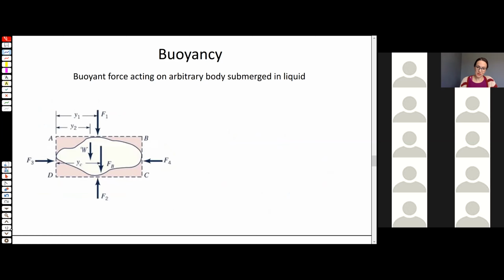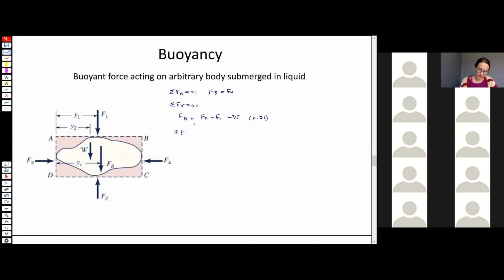So let's sum the forces in the horizontal direction. And that just tells us that F3 is equal to F4. So the forces on the vertical surfaces cancel. So if we sum the forces in the horizontal direction, F3 and F4 cancel, right? Now, if we sum the forces in the vertical direction, set them equal to zero, we get that FB is equal to F2, minus F1, minus W. In your textbook, that's equation 221.